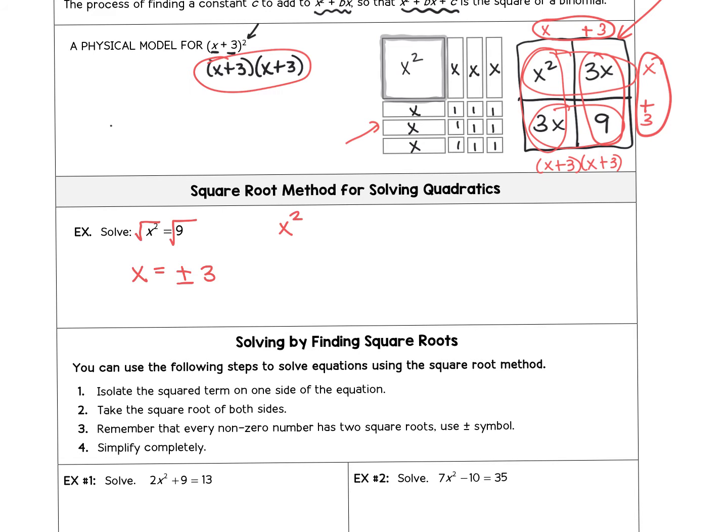Now another way to write this is x squared equals 9. x squared is really x times x. So we're saying what number times itself gives me a positive 9? Well, 3 times 3 gives me positive 9. And negative 3 times negative 3 also gives me positive 9. So when I take a square root on both sides of an equation, I always need a plus or minus in front of my solution, because what that really means is that we have two solutions, negative 3 and positive 3.